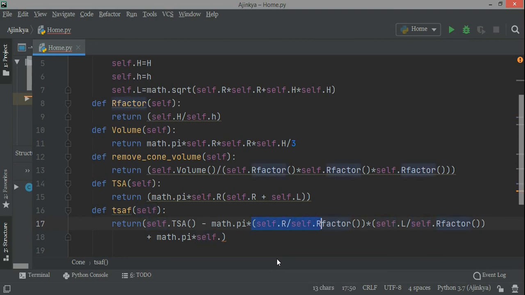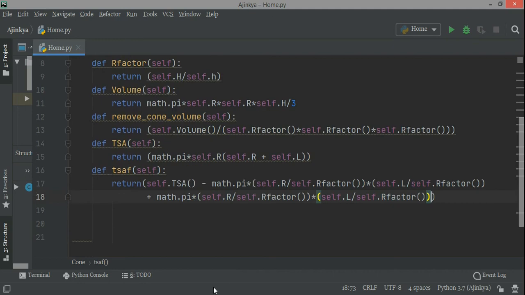Just look at the code, and if you are still getting confused, then I suggest that you write the code and remove the self part everywhere. So it just becomes like the TSA minus pi r square, something like that, and then you'll understand by my further explanation which will come from the bottom.